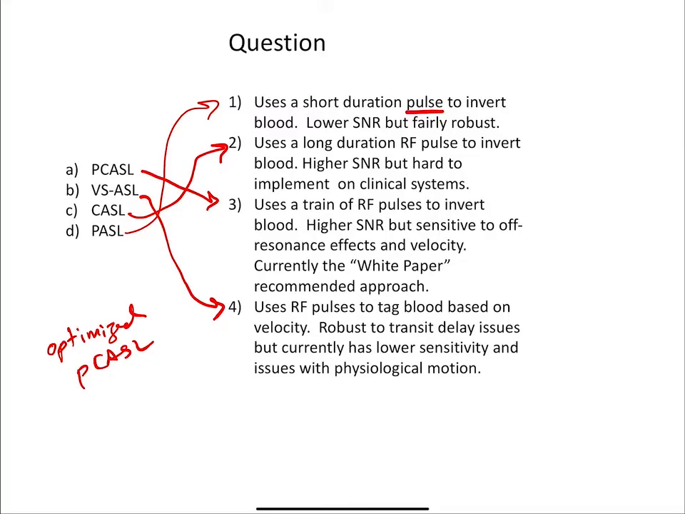So whenever we're designing something new, we'll generally do a PASL sequence just to get a baseline, because we know it always works. It may not be the best, but it's very reliable. Okay. All right, any questions before we move on?